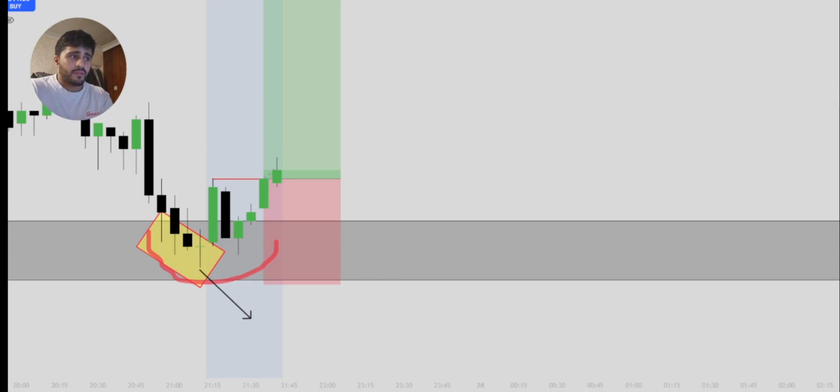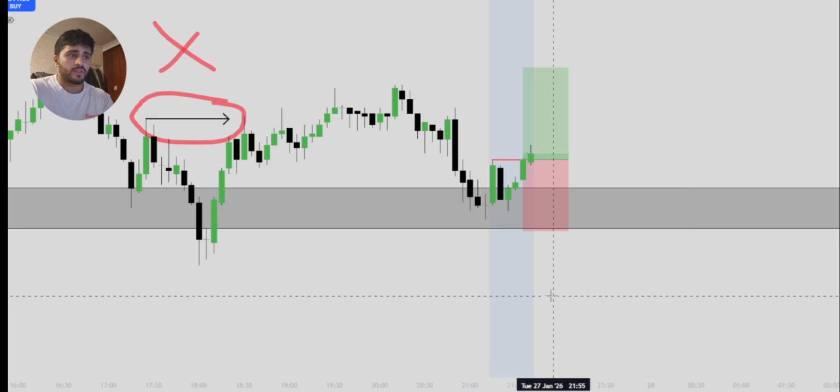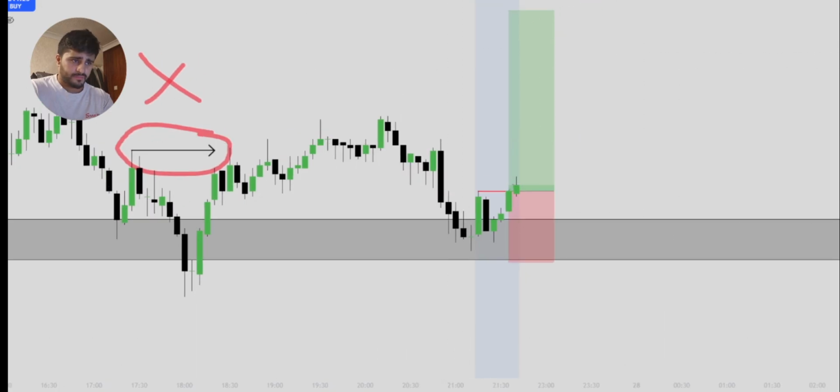So again, we have the actual trade, which ended up playing out. I didn't take this trade, but it ended up playing out quite well.